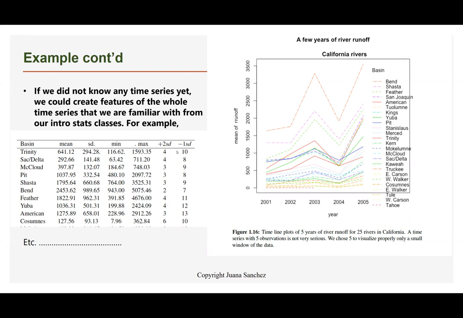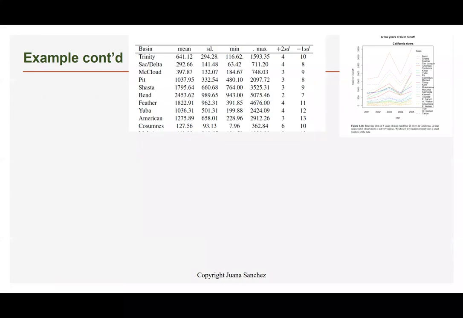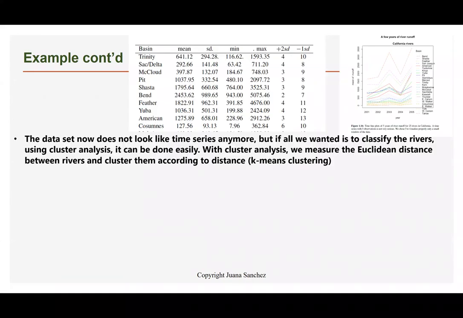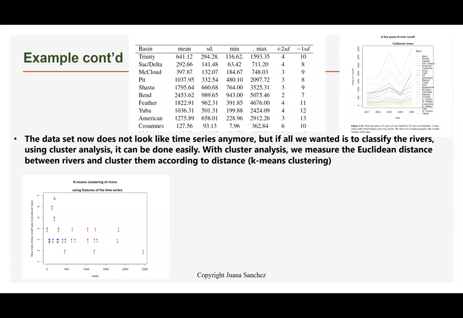For each time series, you create a set of features. And that's used a lot in classification. So given those features, the data set doesn't look anymore like time series data. But if all we wanted was to classify the rivers using cluster analysis, for example, this can be done easily. With cluster analysis, we are measuring the distance between the rivers. The distance is the Euclidean distance between one row and the next row. So with this cluster analysis, calculate the distances between each of these rows, and you can get one point for each river.